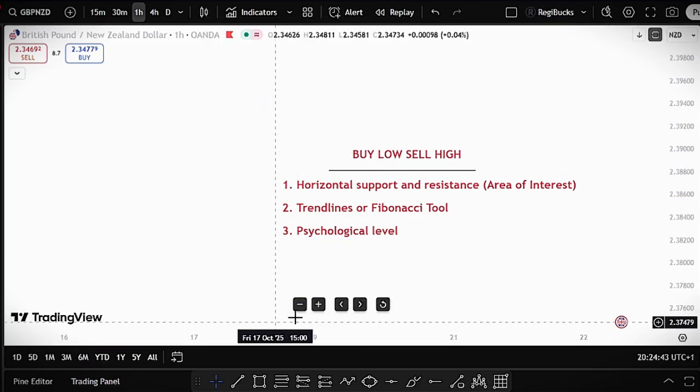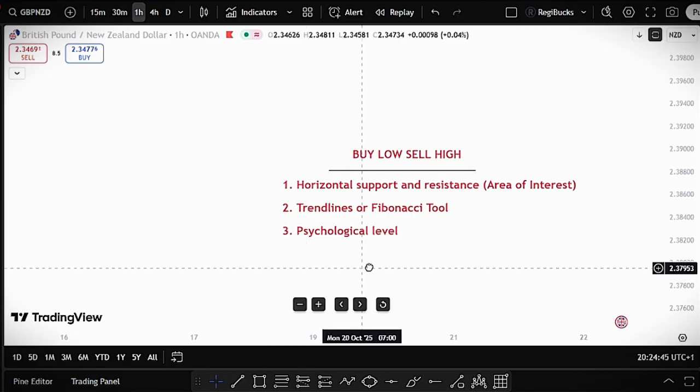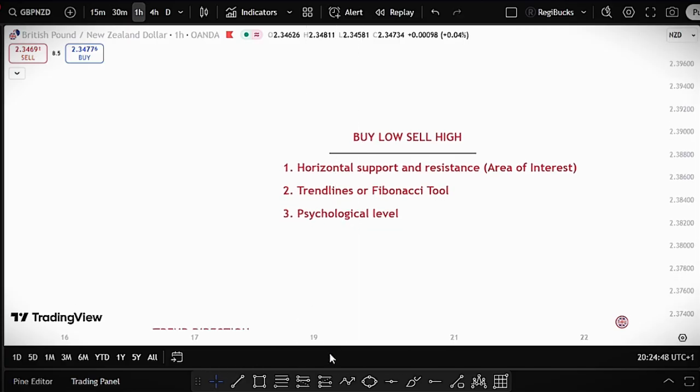And then now you have psychological levels. So psychological levels are basically round-off numbers in the market where institutions either enter the market or they take profits. So now let me use the best example to explain this.